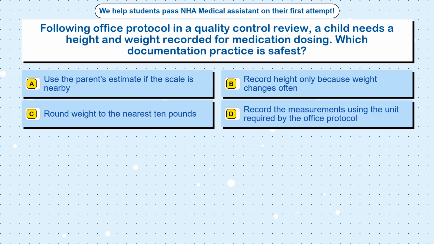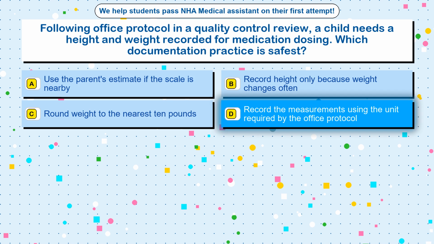Question 13. Following office protocol in a quality control review, a child needs a height and weight recorded for medication dosing. Which documentation practice is safest? Option A, use the parent's estimate if the scale is nearby. Option B, record height only because weight changes often. Option C, round weight to the nearest 10 pounds. Option D, record the measurements using the unit required by the office protocol. The correct answer is option D, record the measurements using the unit required by the office protocol.